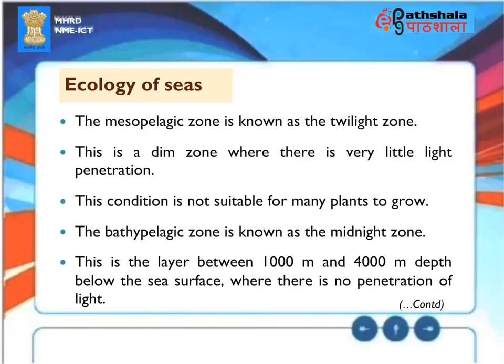The mesopelagic zone is known as the twilight zone. This is a dim zone where there is very little light penetration. This condition is not suitable for many plants to grow. The bathypelagic zone is known as the midnight zone. This is the layer between 1000 meters and 4000 meters depth below the sea surface, where there is no penetration of light.